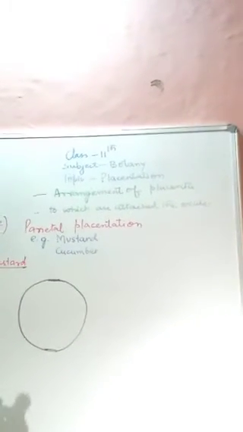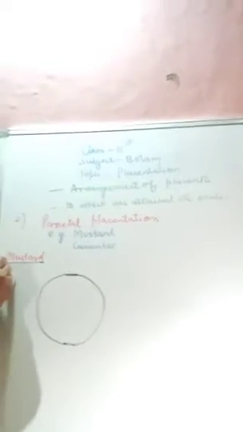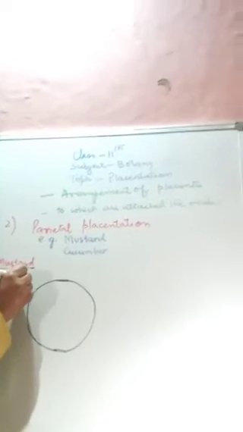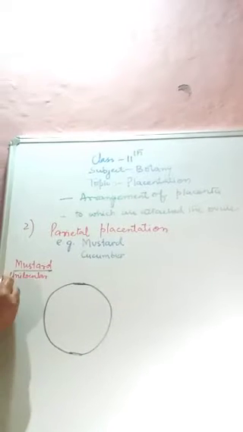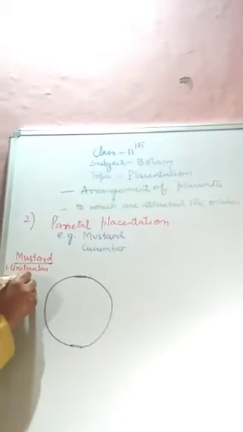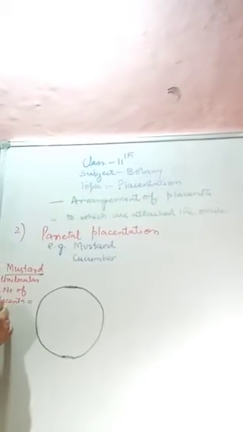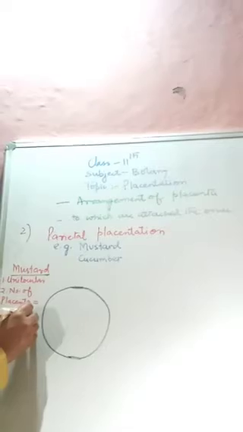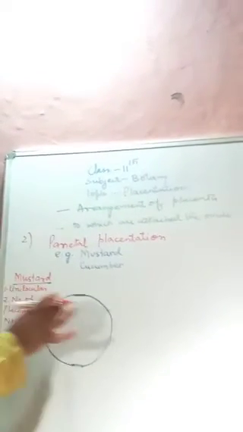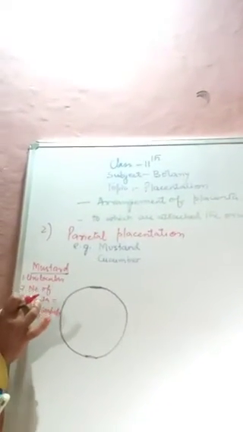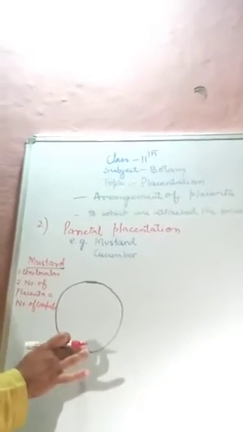In mustard we will find two things. First, it is unilocular. Second, the number of placenta is equal to the number of carpels. We will remember this. It is unilocular, only one chamber is found in this ovary. And the second point is that the number of placenta is equal to the number of carpels.